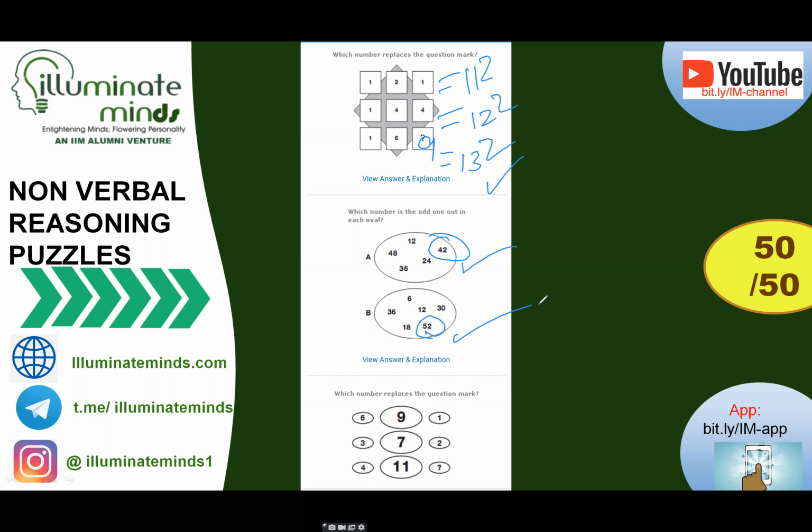Which number replaces the question mark over here? So in this question, what is happening? Add together the left and the right hand numbers and then add 2 to the central value. 6 plus 1 is 7 plus 2, 9. 3 plus 2, 5, plus 2 is 7. And 4 plus x plus 4 plus x plus 2 should be equal to 11. So x is equal to 5. Correct answer is 5 for this one.